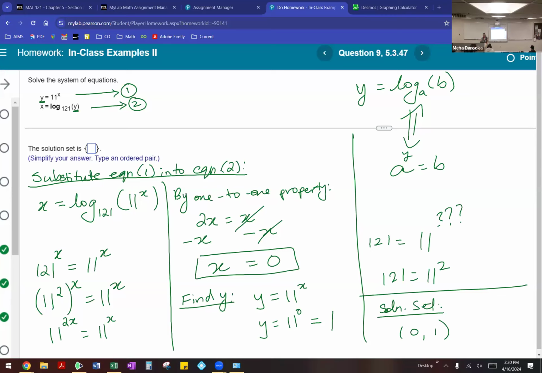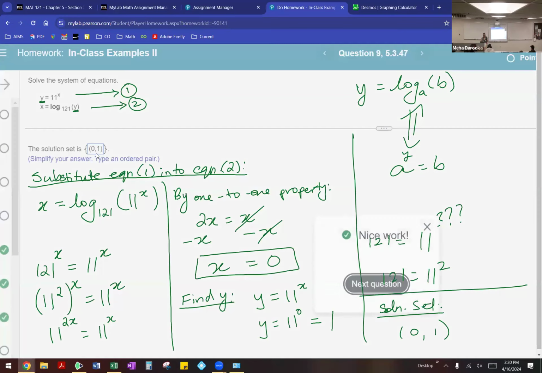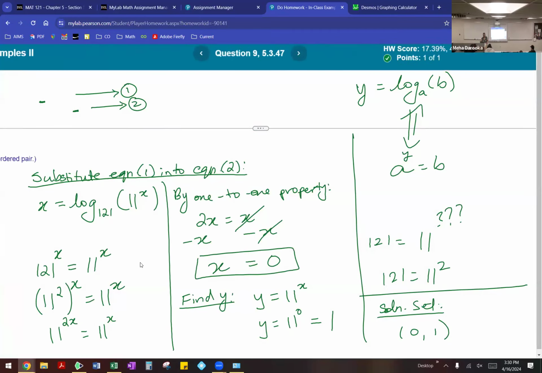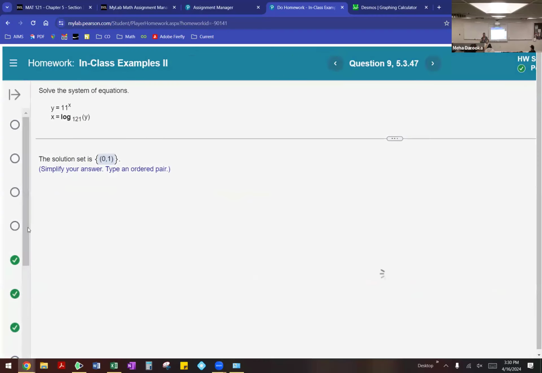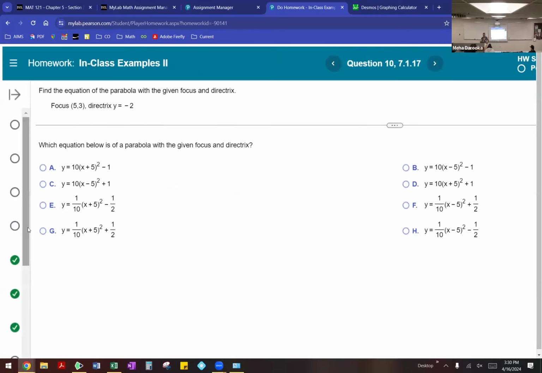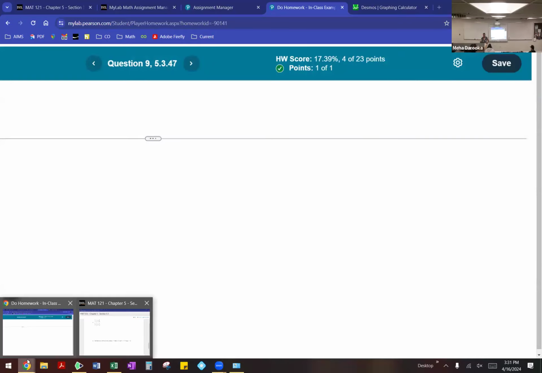Anybody have questions on this little guy here? Please simplify your answer, type in ordered pair, so (0, 1). They're not asking you to graph, it's just come up with the solution set. Okay? That was the last example from 5.3.